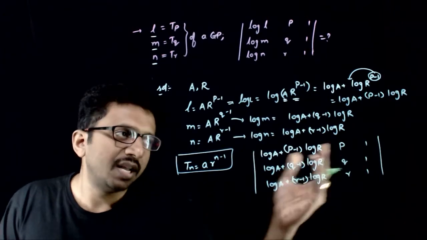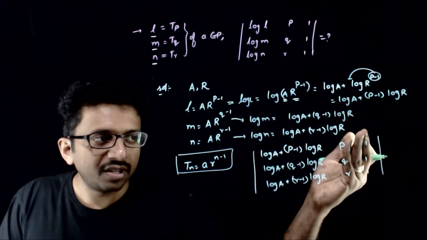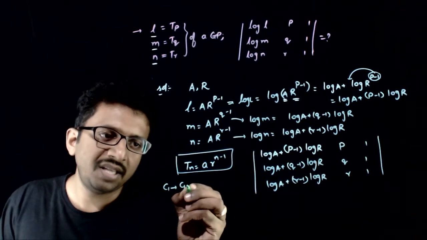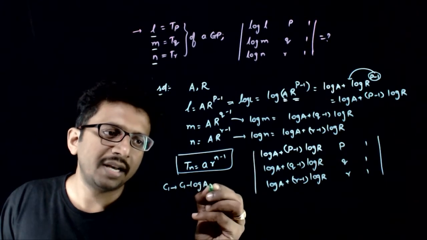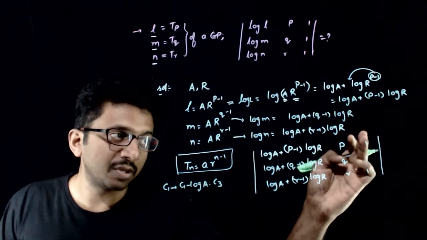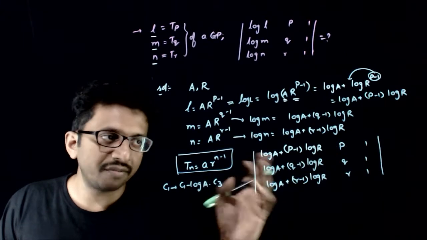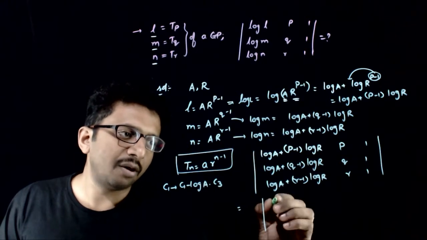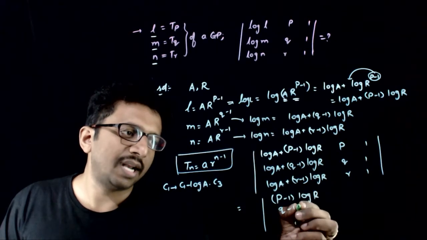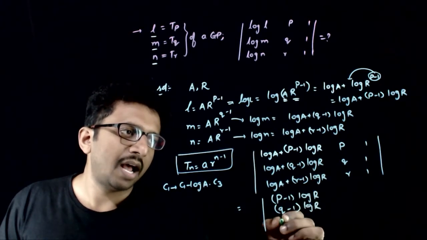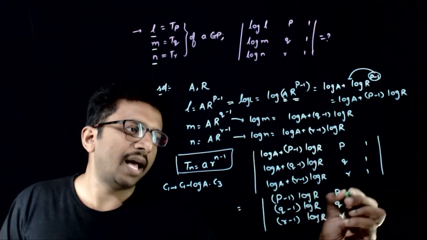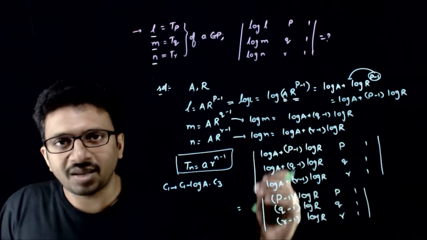Now what we'll do is multiply the third column with log A and subtract it from column 1. So C1 becomes C1 minus log A times C3. If I multiply column 3 with log A, this becomes log A, log A, log A. If I subtract log A from this, you get the determinant of P minus 1 times log R, Q minus 1 times log R, R minus 1 times log R, then P, Q, R, and 1, 1, 1. This determinant is the same as the earlier determinant.